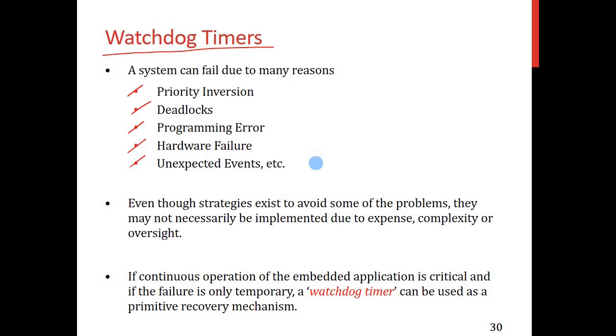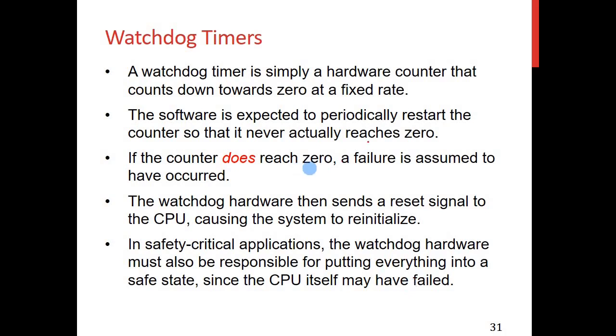And what we want is, if the system is in the process of failing and reaching a state where it may not be able to recover, we want to be able to recover the system in a safe way. So that is where a watchdog timer comes in. And what does a watchdog timer do? It's basically a hardware counter that will keep on counting downwards towards zero at a fixed rate. And the software is expected to periodically reset or restart this counter so that it never reaches zero. Why? Because the moment it reaches zero, it will reset the entire system.